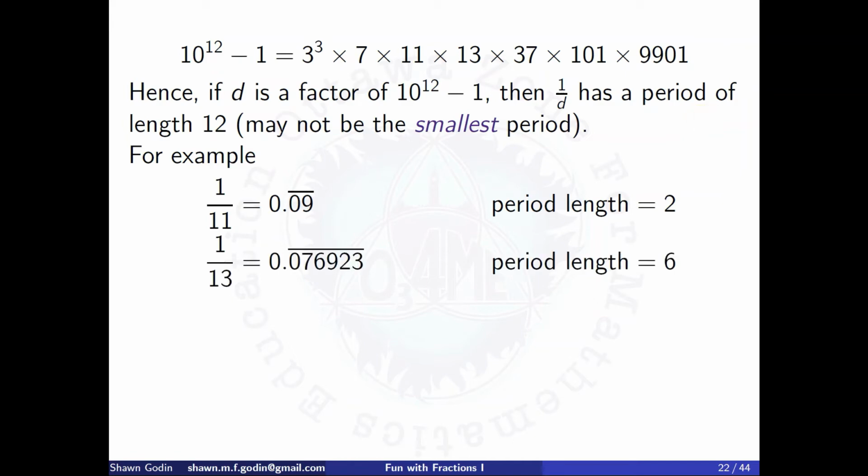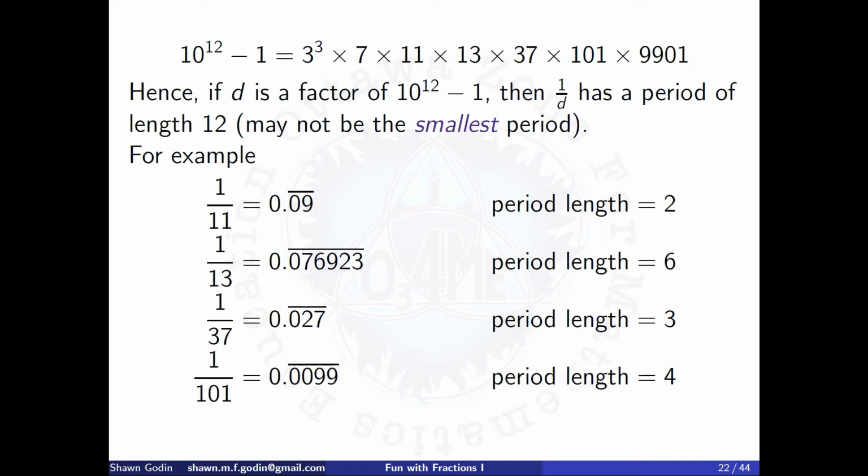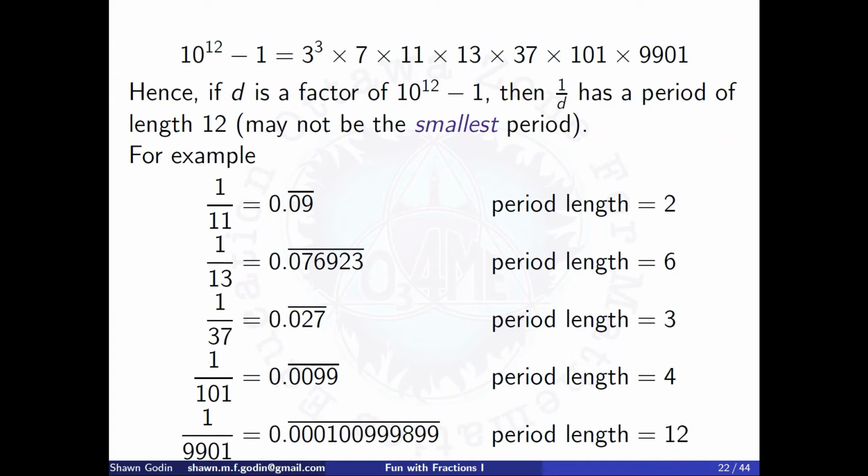So some other examples: 1/13 has a period of length 6, which goes into 12. 1/37 has a period of length 3, which goes into 12. 1/101 has a period of length 4, which goes into 12. And 1/9901 actually has smallest period of length 12.